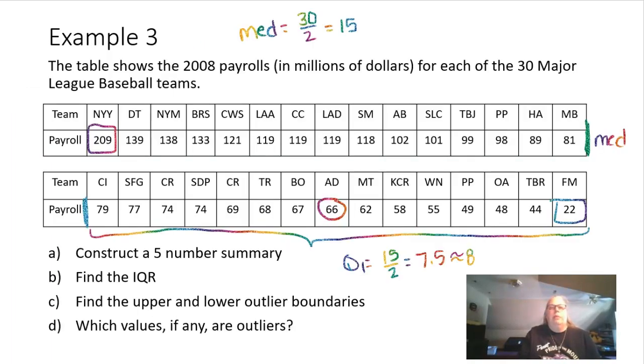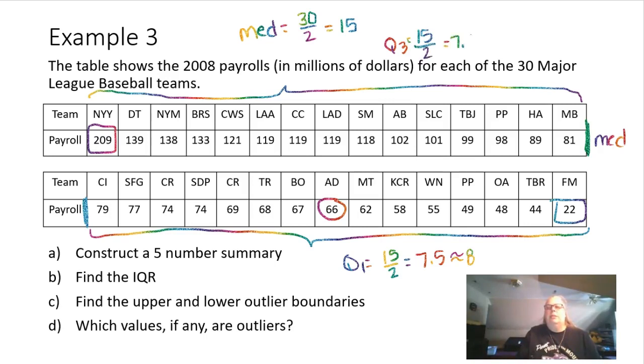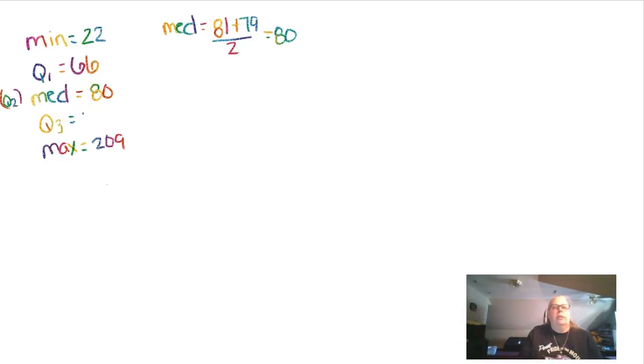And then for Q3, we're going to be looking here at the upper set of data. Q3 can be found because we have 15 points on the upper end. We're going to divide that by 2. Again, this is going to give me 7.5. So whichever salary is in the 8th position up here is going to be my Q3. 1, 2, 3, 4, 5, 6, 7, 8. That's 119. All right, and this is my 5-number summary.